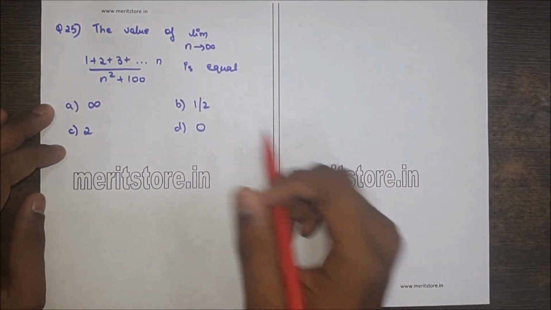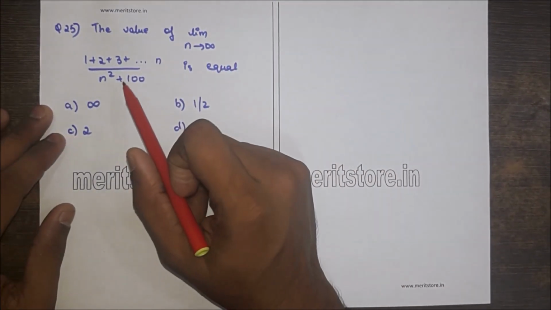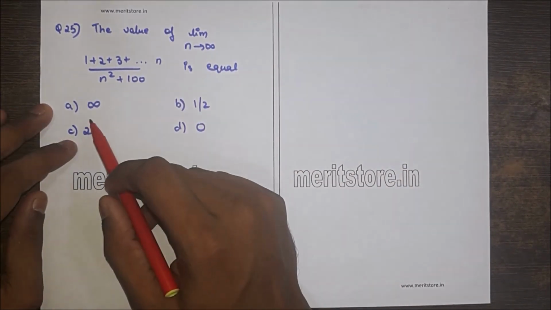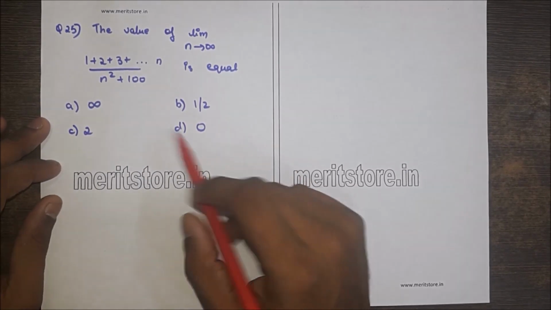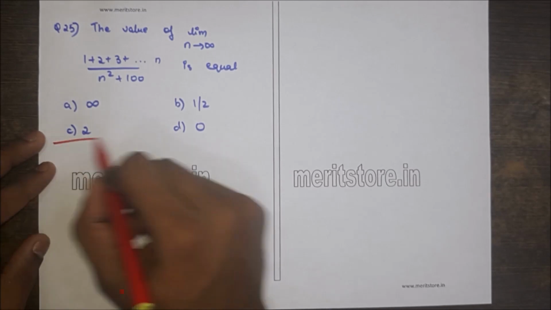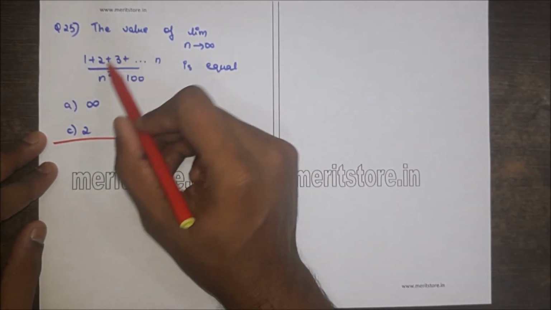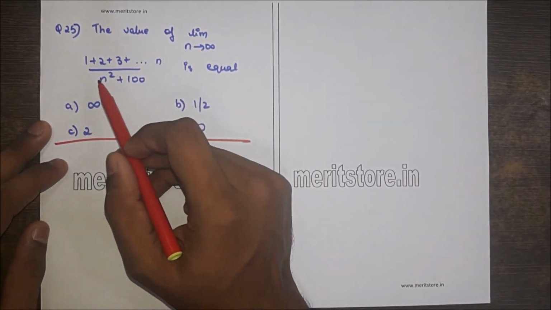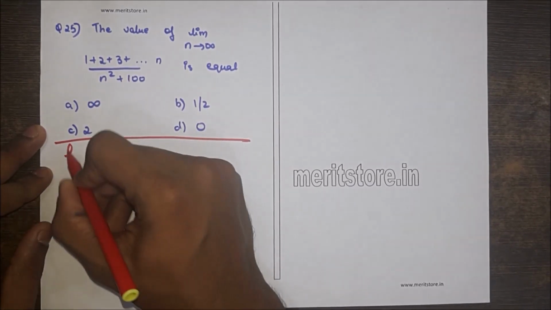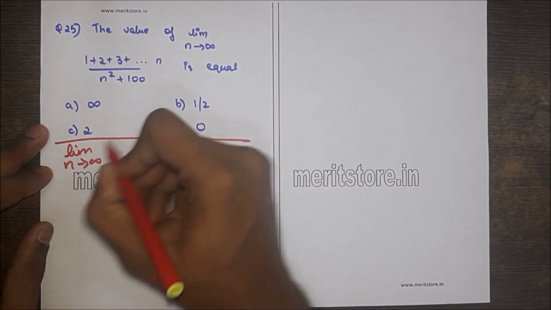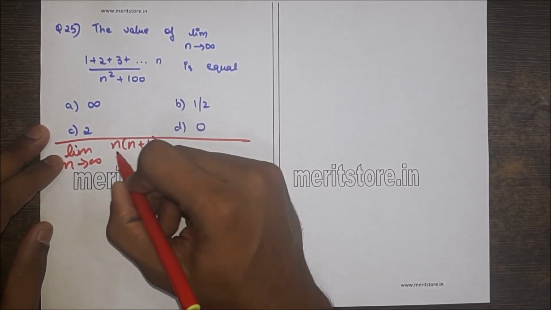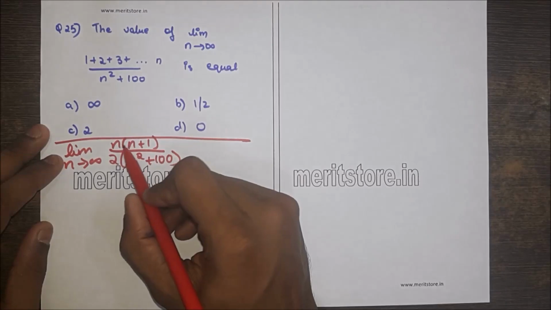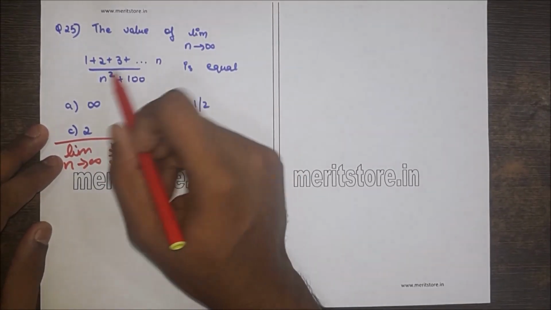The value of limit n tends to infinity of 1 plus 2 plus 3 plus till n upon n square plus 100 is equal to a infinity, b 1 by 2, c 2, and d 0. What we do is replace the numerator with its substitution of n terms. As you know, the summation of n terms is n into n plus 1 by 2. Therefore, we get limit of n tends to infinity n into n plus 1 upon 2 into n square plus 100. N into n plus 1 by 2 is the summation of these n terms in the numerator.